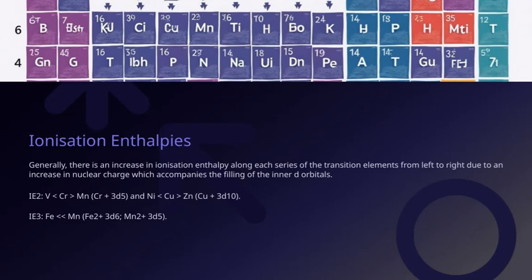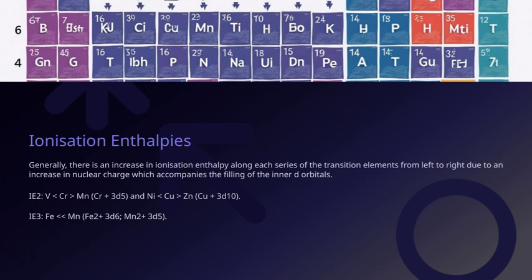Let's look at the ionization enthalpies of some transition elements. First, for iron and manganese, we see that iron has a lower first ionization energy compared to manganese. This is because Fe has the electron configuration 3d6, while Mn is 3d5. So removing an electron from Fe is slightly easier than from Mn, due to the different electronic configurations.